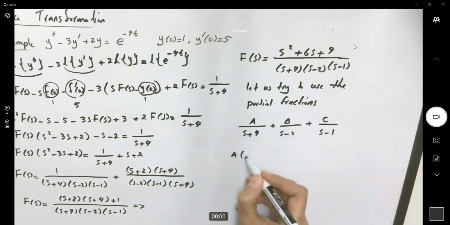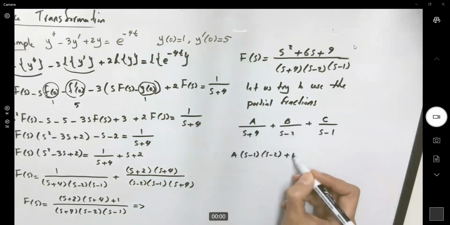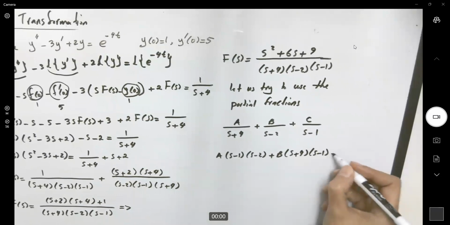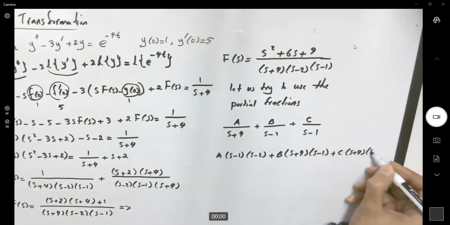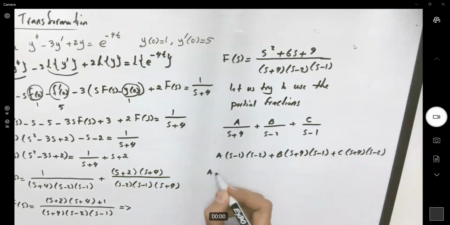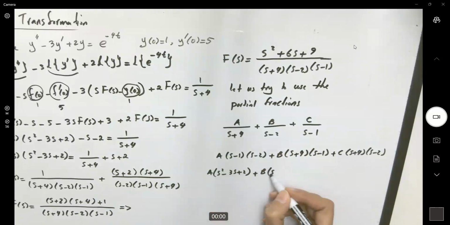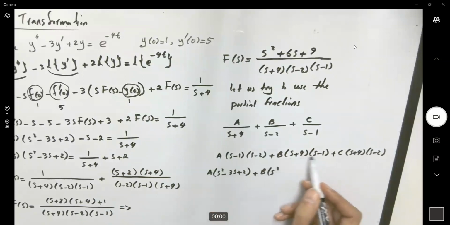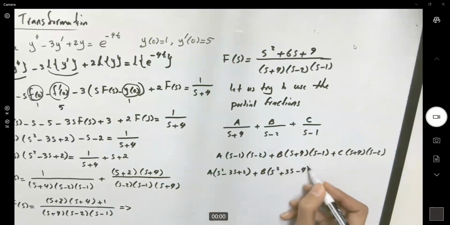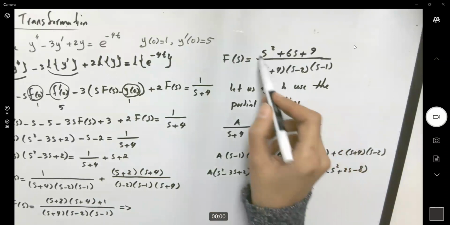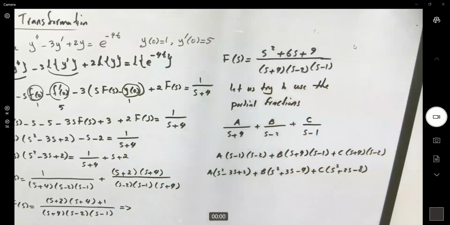So A times s minus 1 times s minus 2, plus B times s plus 4 times s minus 1, plus C times s plus 4 times s minus 2, can be written as A times s squared minus 3s plus 2, plus B times s squared minus s plus 4s minus 4, plus C times s squared minus 2s plus 4s minus 8, equals this quadratic expression up there.